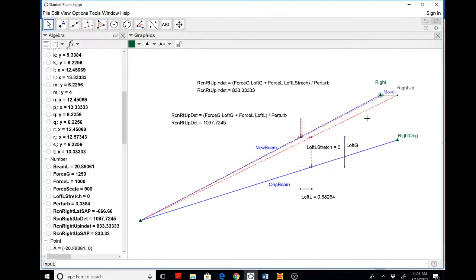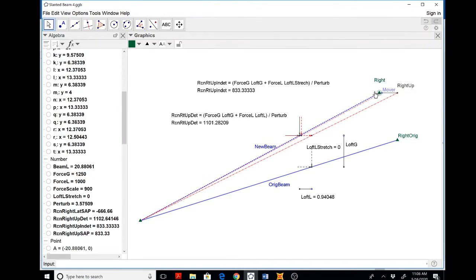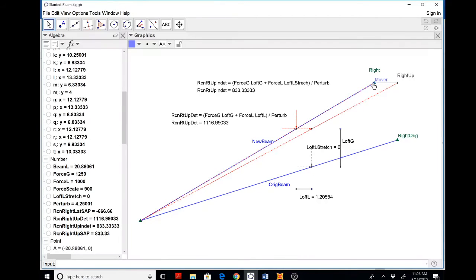Okay. Now, in the indeterminate case, what happens is we have that rigid body rotation that I just described for the determinate case, but now we can only violate one boundary condition. So I have to move from right to right up, and right up is my perturbation if I'm looking for the vertical reaction. And now watch how cool this is.